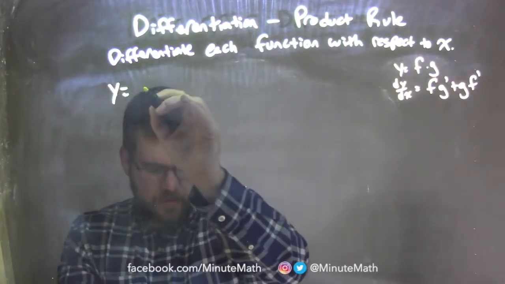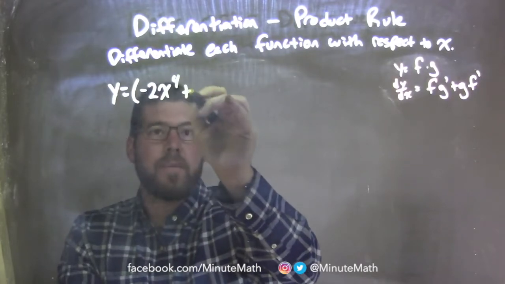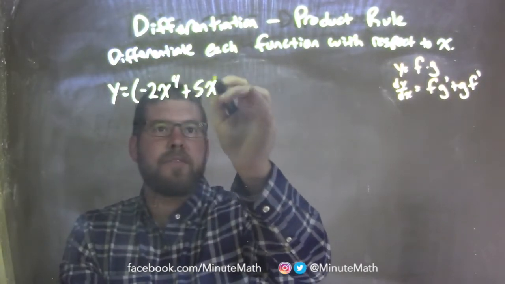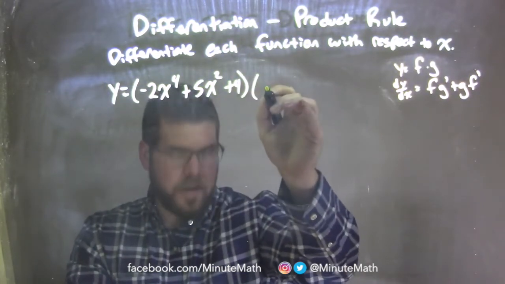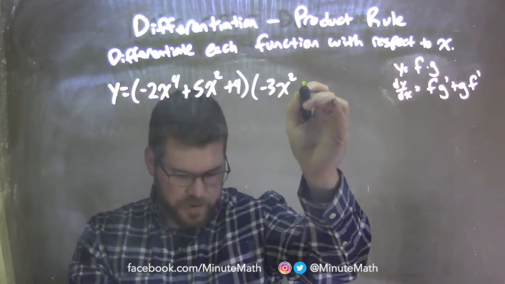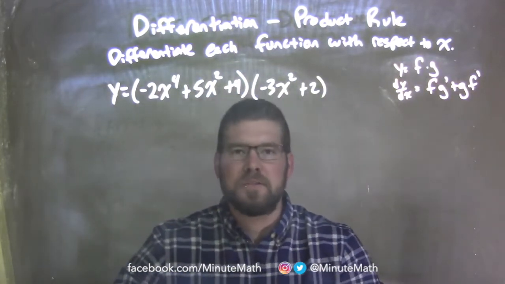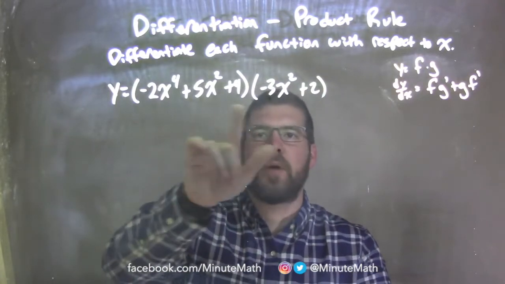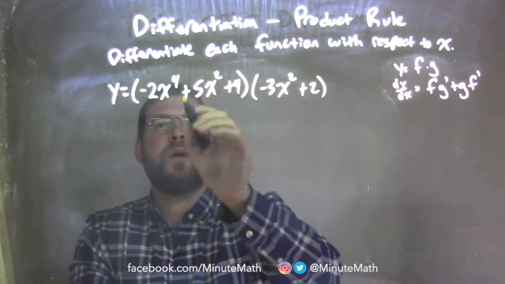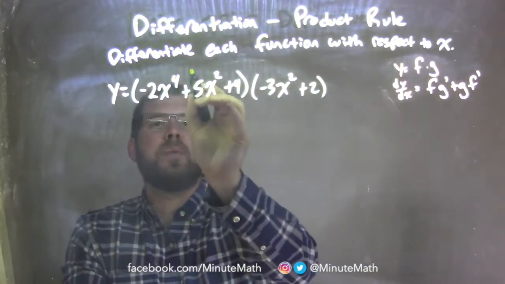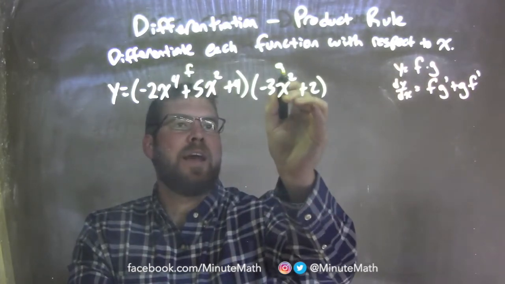Y equals parentheses negative 2x to the 4th plus 5x squared plus 4. And we're going to multiply that by a second parenthesis here of negative 3x squared plus 2. Well, to apply the product rule, I have to find two functions that I'm multiplying together, which we have. We have our two functions here, this parenthesis and that parenthesis. First one, negative 2x to the 4th plus 5x squared plus 4, I'm going to label that as my f. And negative 3x squared plus 2, I'm labeling that as g.